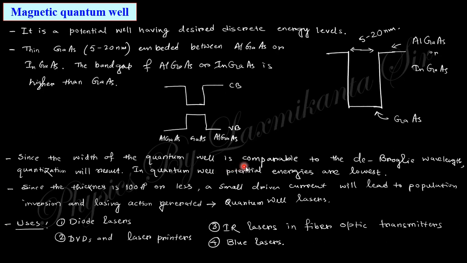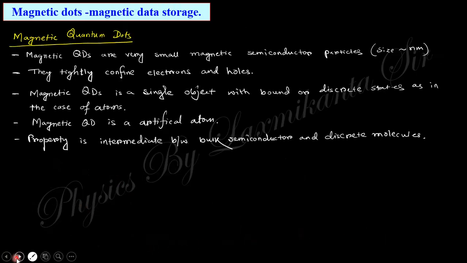Since the width of the quantum well is comparable with the de Broglie wavelength, quantization will result and the quantum well potential energy is lowest. And since the thickness is as small as 100 nanometers, even a small current will create population inversion and lasing action will operate here. A quantum dot is a very small semiconductor particle.